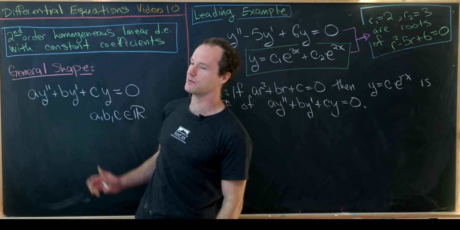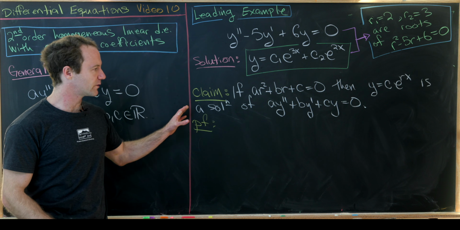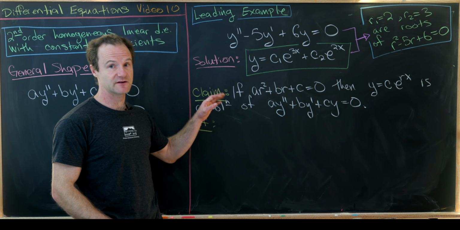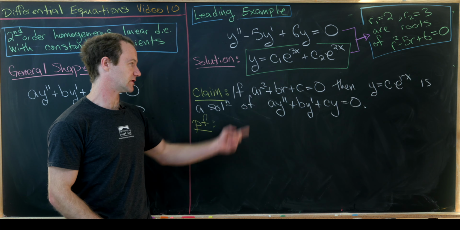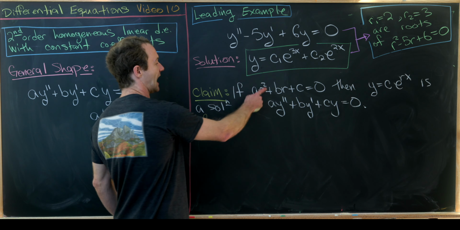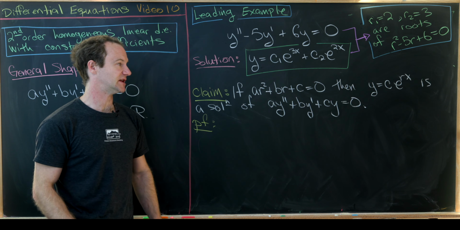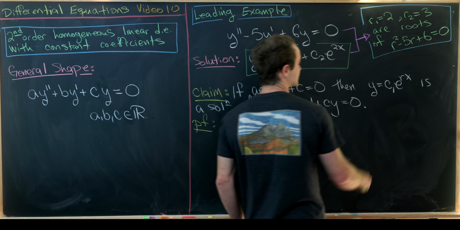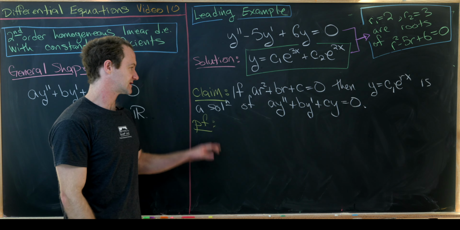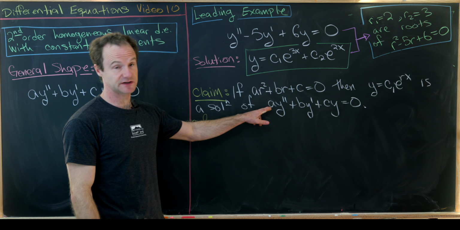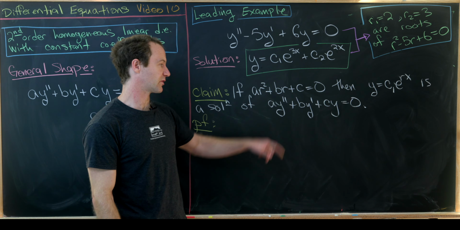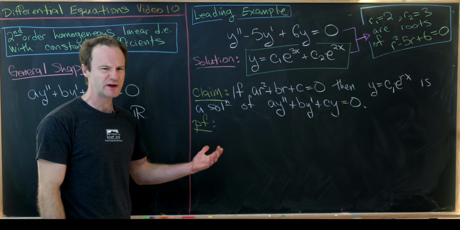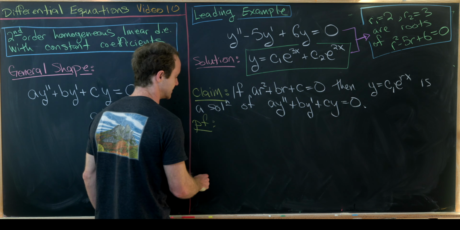And we'll have a big theorem up here in just a second. But before we do that, let's look at the following claim. If r satisfies the following polynomial equation, ar squared plus br plus c equals 0, then y equals c1 e to the rx is a solution to the differential equation a y double prime plus b y prime plus cy equals 0. And we can check this just by direct calculation.